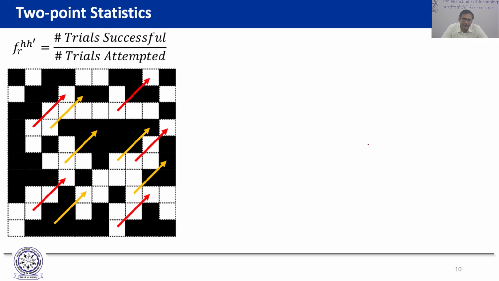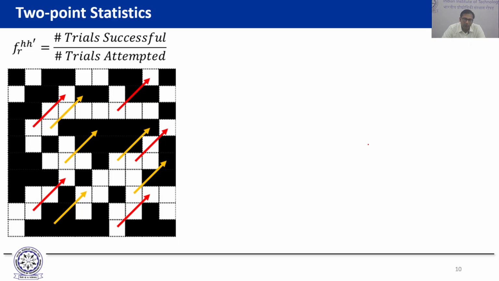Now, 2-point statistics is a very convenient way of representing microstructures. I'll just go over it very briefly now, and then in one of the subsequent lectures, we will get into the details of the 2-point statistics. We'll get into the mathematics of the 2-point statistics in much more detail.